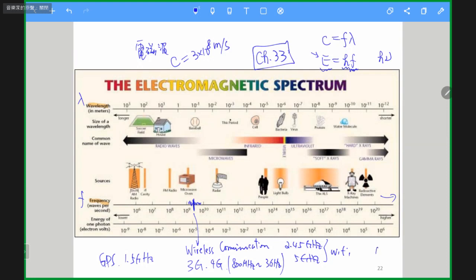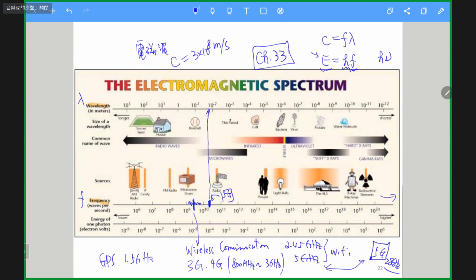And 5G is different from this 5 gigahertz. It means the fifth generation of communication, 第5代的流动通讯. It generally uses 28 gigahertz, so it is a bit higher. It is around here for 5G. You can see this is around the so-called millimeter wave level.